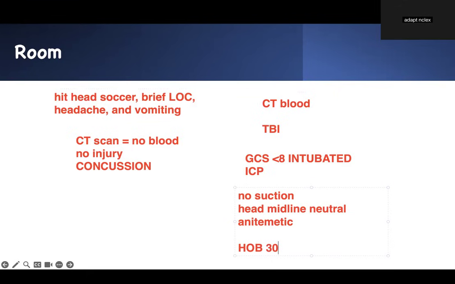This is how you manage the ICP in this patient. Since they're intubated, make sure their CO2 is not greater than 35 or 30. That's your key. You see, you know how to manage a patient with a TBI and ICP.